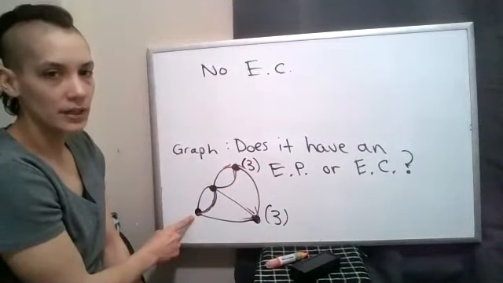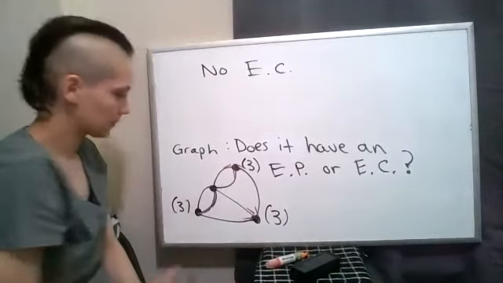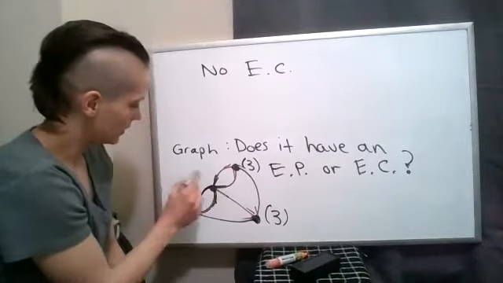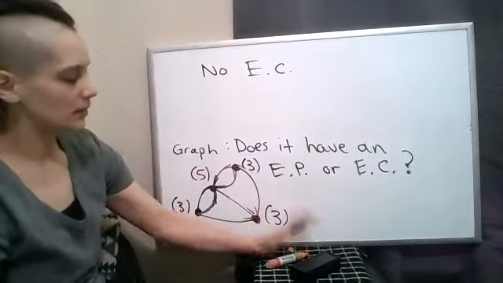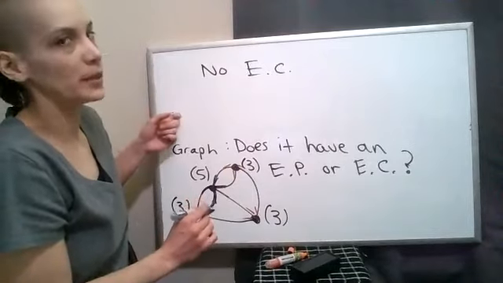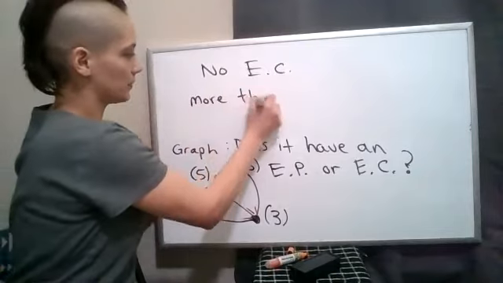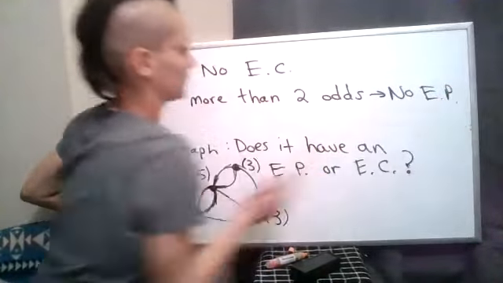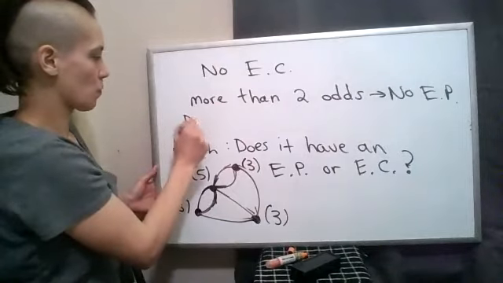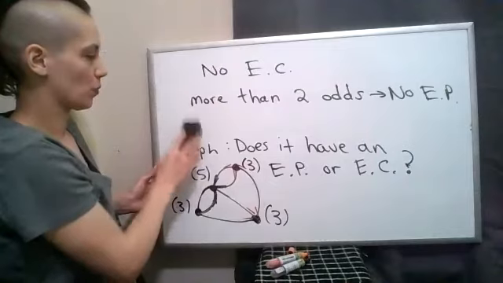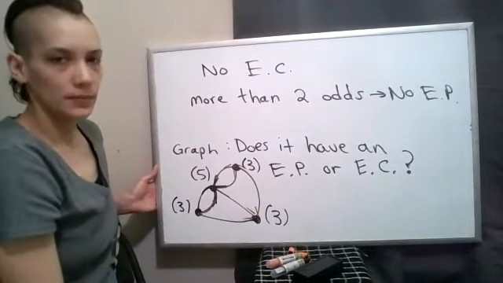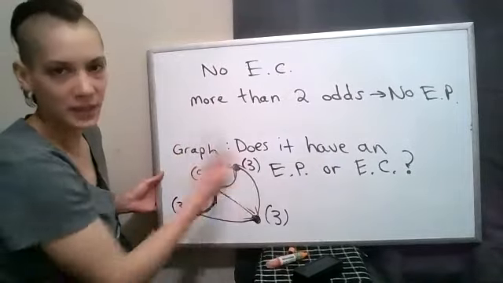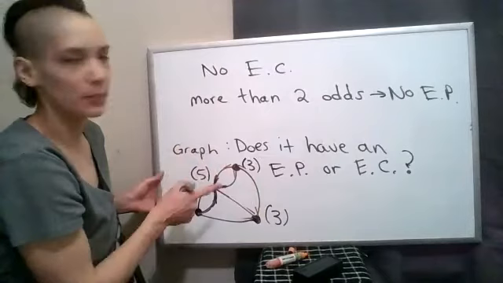But that one right there is also degree 3. And just for fun, we're going to check the last one, which is degree 1, 2, 3, 4, 5. So this one has all odds. But even just more than 2 odds means you don't have an Euler path. So if you put neither, that would be fine, but I would probably want to spell it all out and say that the graph does not have an Euler path or an Euler circuit.